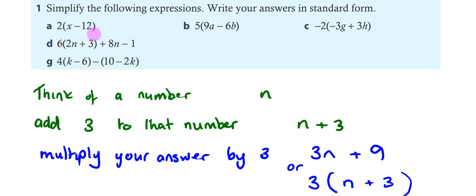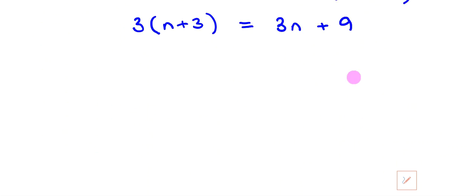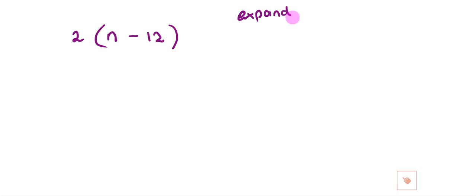So this one, let's take 2x, 2 lots of x minus 12. If we think about what's been done, we have thought of a number, we've subtracted 12, and then we have doubled it. But I am now going to expand the brackets and put it in the way that we have normally been doing. Expand the brackets means get rid of the brackets, write it in the other way. So does anyone know how to do this one already?